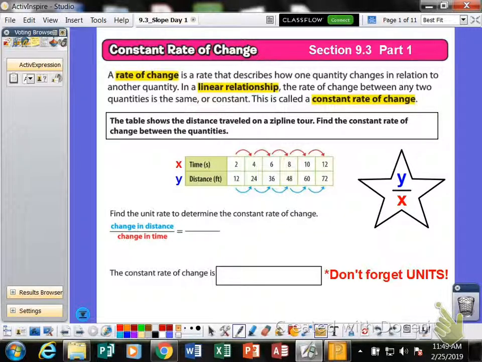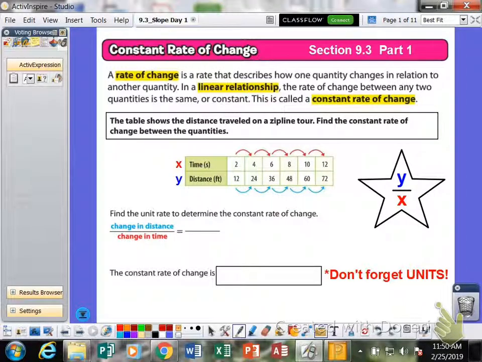So a rate of change is a rate that describes how one quantity changes in relation to another quantity. In a linear relationship, the rate of change between any two quantities is the same or constant. This is called a constant rate of change.